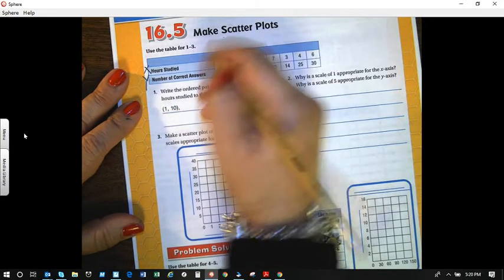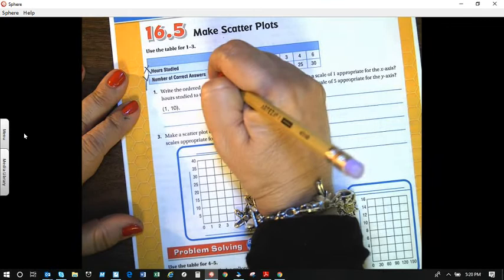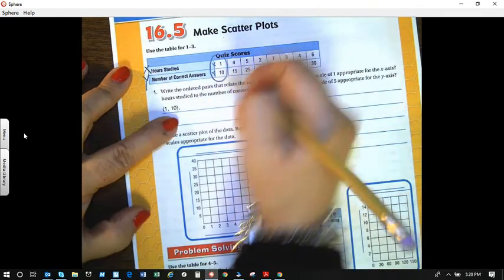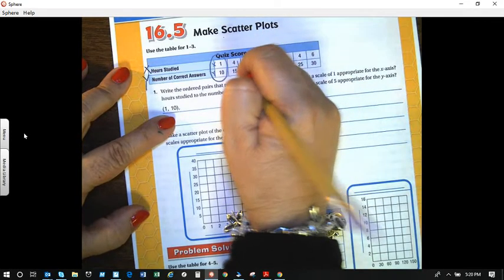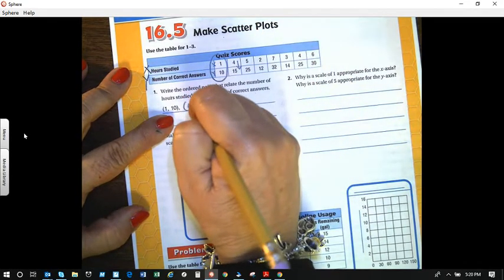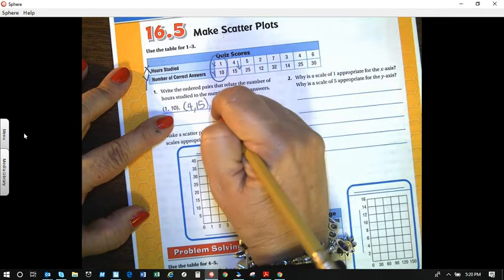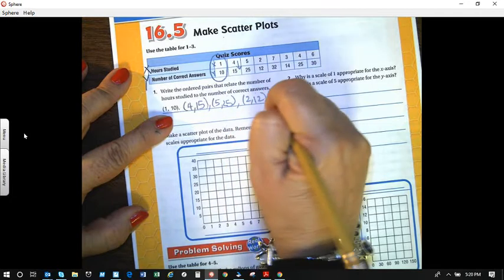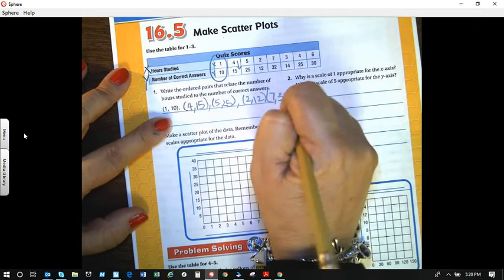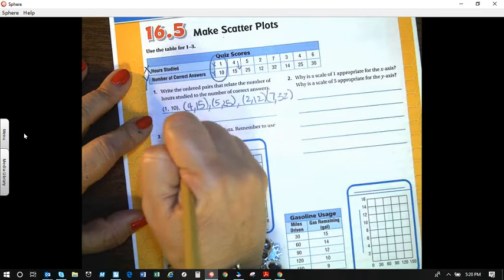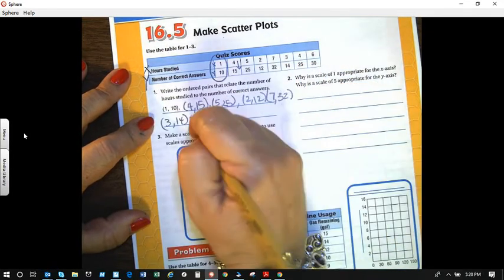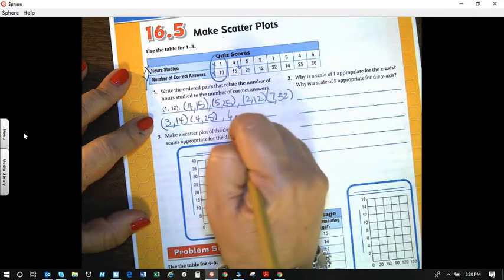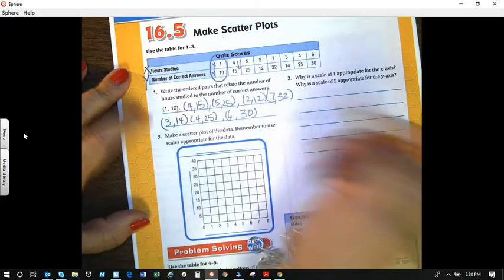And remember, I said that this would be the x and this is the y, and we go up and down. So we have 1 and 10. I have 4, 15. I have 5, 25. I have 2 and 12. I have 7 and 32. I have 3, 14. I have 4, 25. And 6, 30.